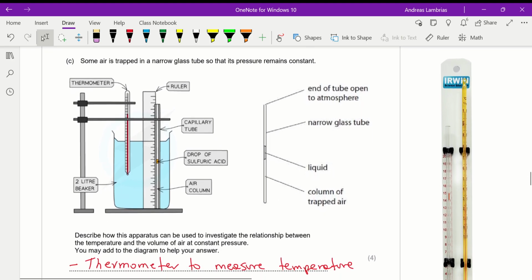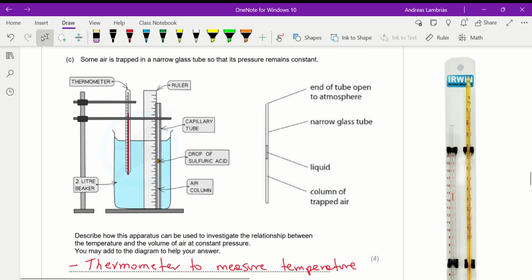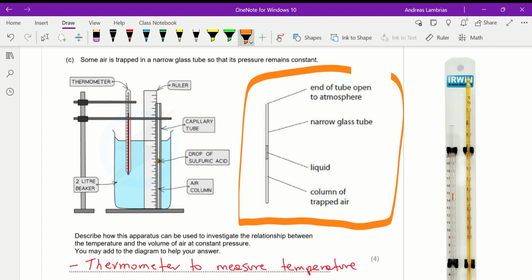The next question is asking us to describe an investigation to see the relation between the temperature and the volume. So I have added a few more diagrams in this question, but the original diagram is just that, and I will explain it a bit. So we have a narrow glass tube. This is sometimes called a capillary tube. It's a very, very thin tube with a tiny hole in the middle.